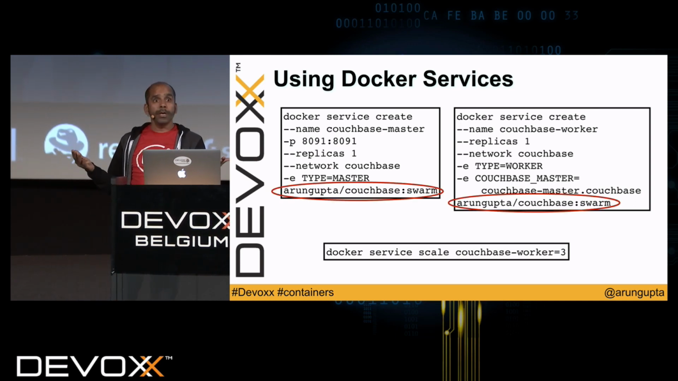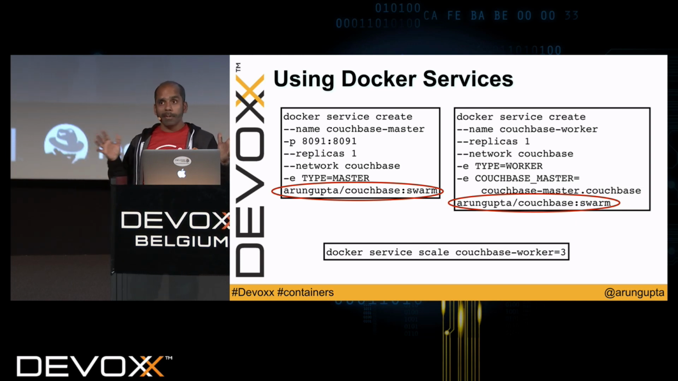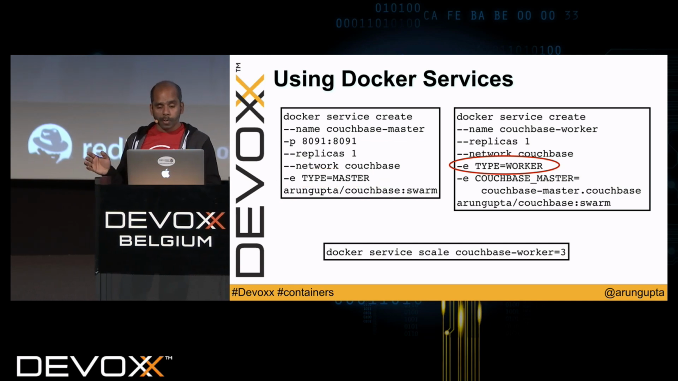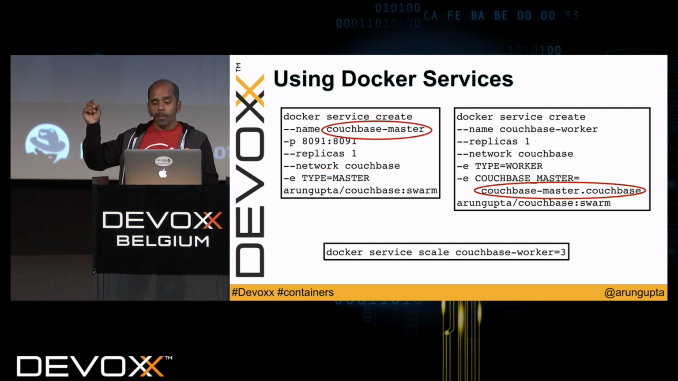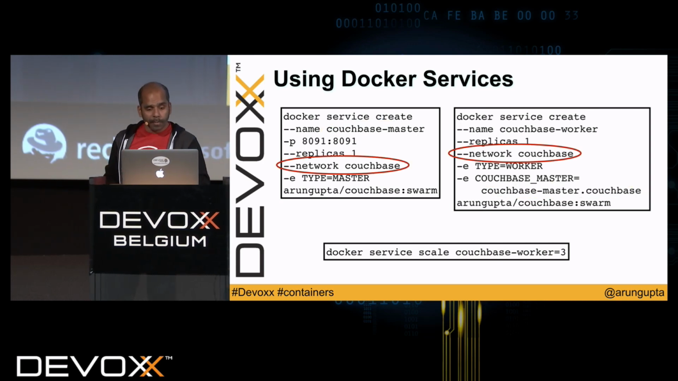So let's walk through this. It's the exact same image. Master and worker are only for the namesake, with no master-slave concept otherwise. One is a master, the other is a worker. The worker points to where the master is running so that the cluster can be created.